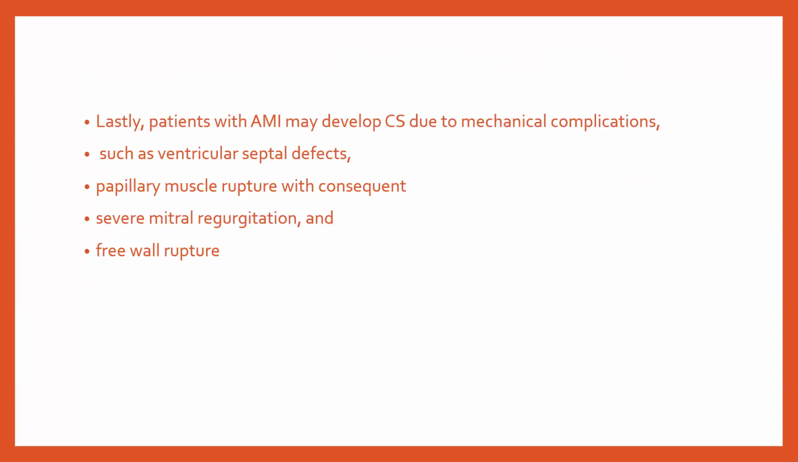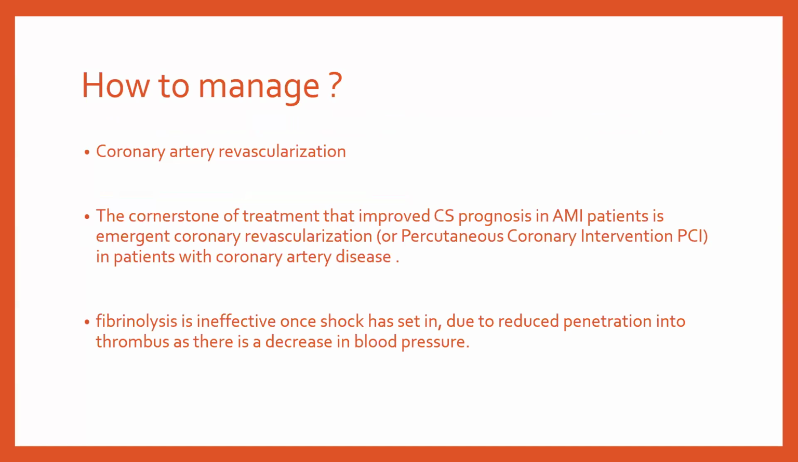Lastly, the patient with acute myocardial infarction may develop cardiogenic shock due to mechanical complications such as ventricular septal defects, papillary muscle rupture with consequent severe mitral regurgitation, and free wall rupture. Now we'll see how to manage this.